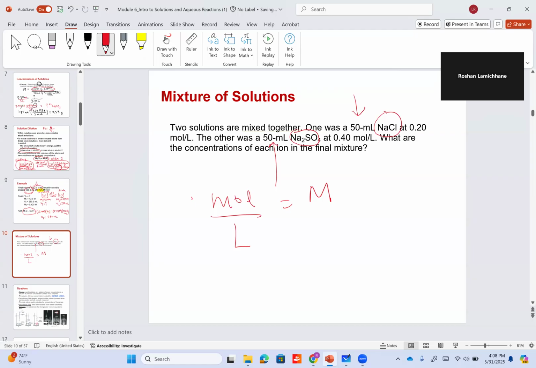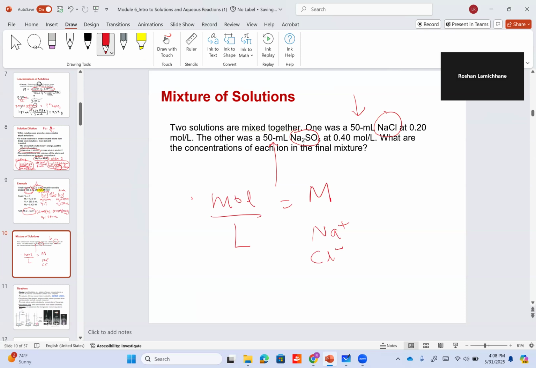Now, what is the question asking me is, okay, if you mix those two solutions, right, what will be the concentration of each ion? So, for example, NaCl has Na+ ion, Cl- ion, meaning that when NaCl dissolves in water, it's going to break apart into Na+ and Cl- ions, right?